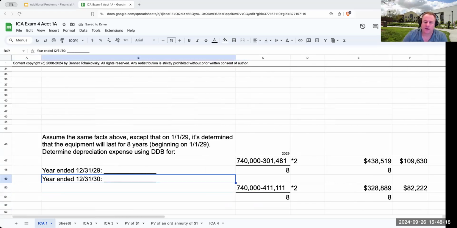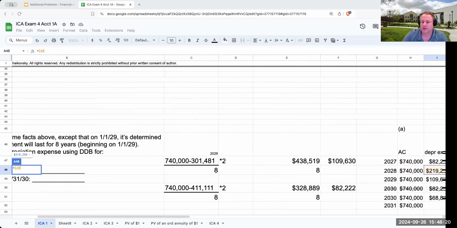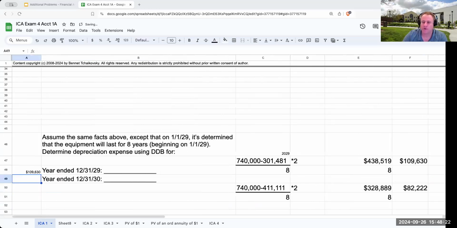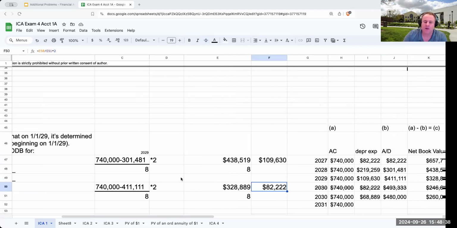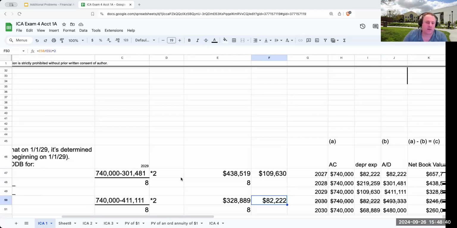So my depreciation expense for the year ended 12/31/29 with the new information is 109,630. And then over here, it's going to be 68,889 because I had to manually determine the depreciation, because if I used this value here, I would end up over depreciating the asset. So that takes us through double declining balance for today.